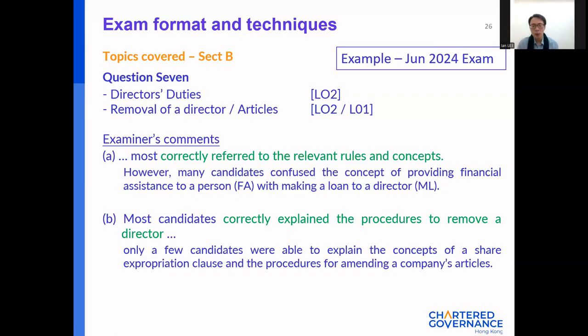Part B, most candidates correctly explain the procedures to remove a director, which is good, but only a few were able to explain the concept of the share expropriation clause and the procedure for amending the articles. So that is whether the clause requiring or forcing a shareholder to give up the shares will be valid or not, and whether any amendment is required.